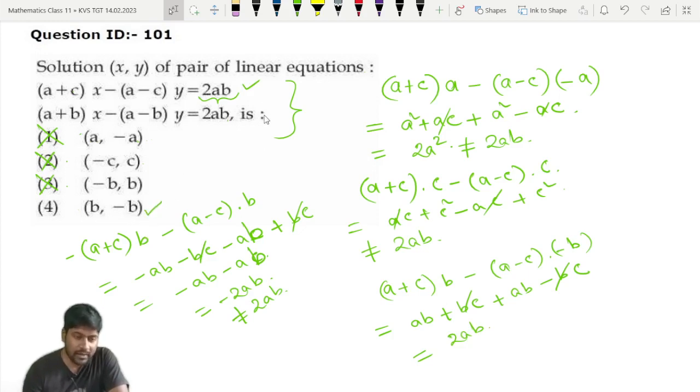Okay, the second equation will also be satisfied by the fourth option. You can check that on your own. So option 4 is the correct answer. For this question, option 4 is the correct answer. Now let's move to the next question.